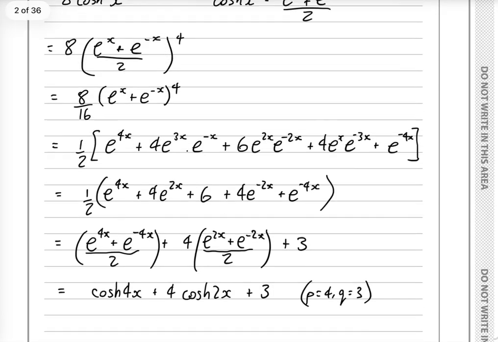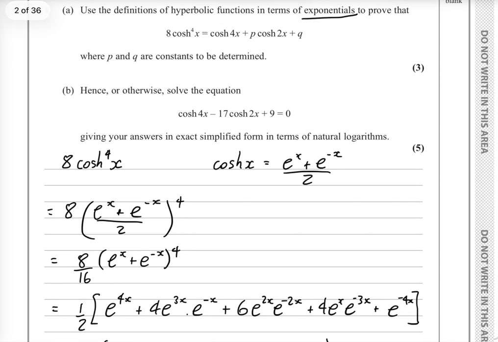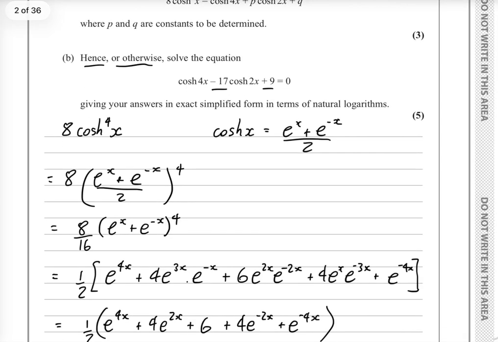That's part A finished. Part B, hence or otherwise, so either using what you've done or in any other way that you like, solve this equation. Now immediately I think to myself, it's a shame those two numbers don't match the p and q that I've got. That would be very easy. But we can manipulate this equation so that it matches on the left hand side. The thing that we've just found is equal to 8 cosh to the power 4 of x, and then we'll see whatever is on the right hand side to make that true.